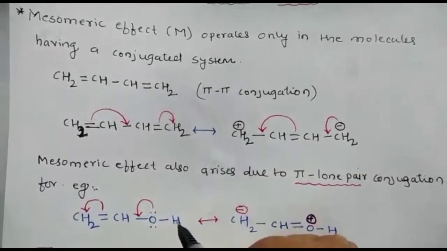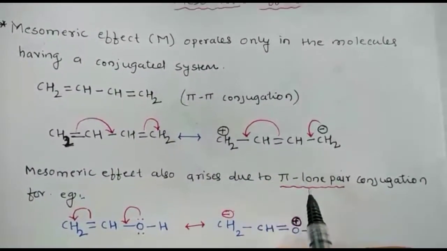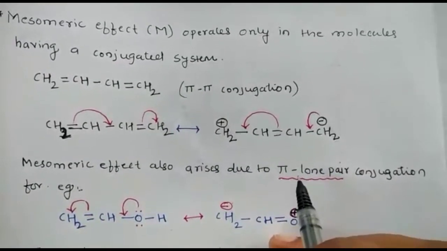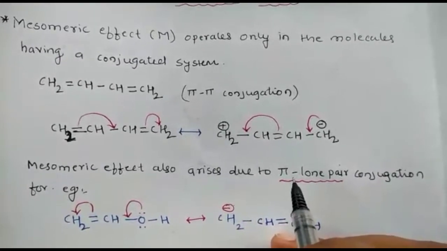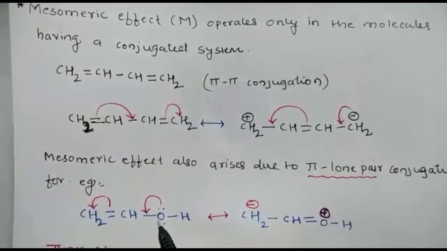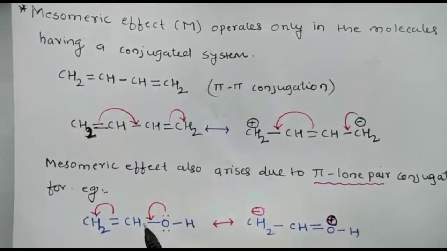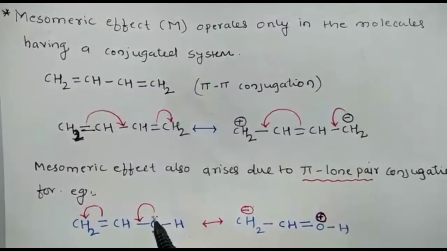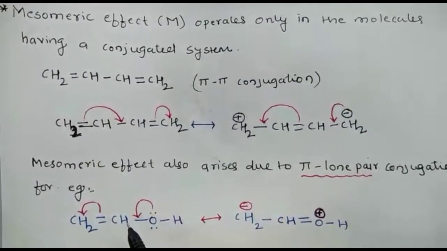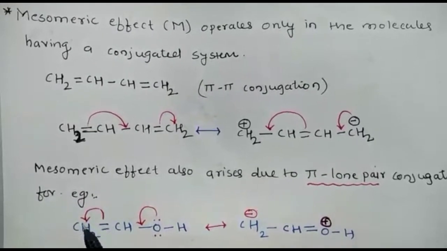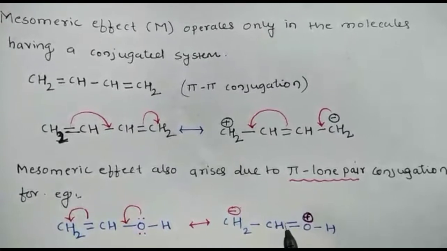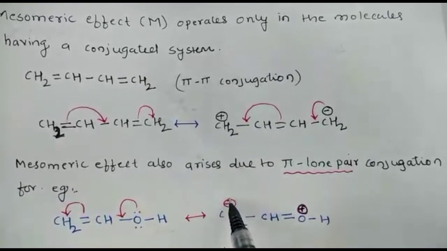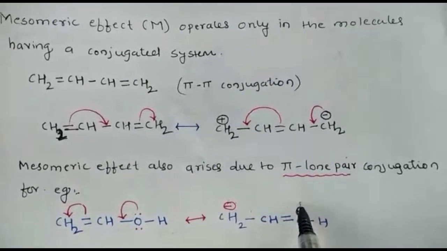This mesomeric effect also arises due to pi and lone pair conjugation. What do we mean by pi lone pair conjugation? If a pi bond and the lone pair of another atom are in conjugation, the mesomeric effect arises. See here, this is vinyl alcohol, with the OH group attached to an sp2 hybridized carbon atom. In the OH group there is a lone pair of electrons which comes to the O-C bond and forms a double bond, and the pi bond transfers onto this carbon atom. So you get these resonating structures, and the oxygen acquires the positive charge. Again the lone pair comes here and you get this structure.